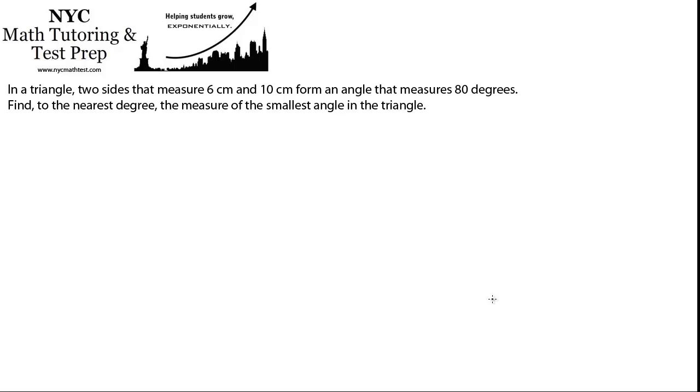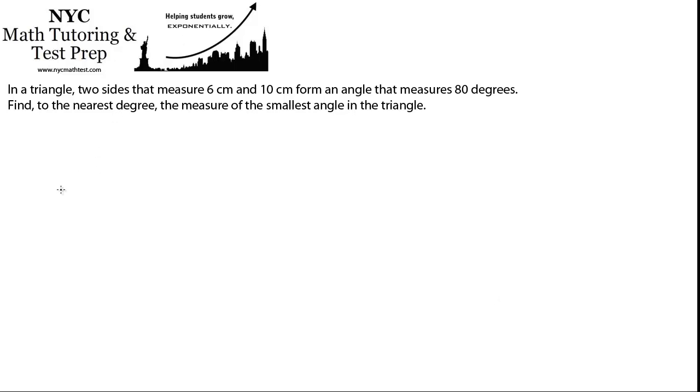In a triangle, two sides that measure 6 centimeters and 10 centimeters form an angle that measures 80 degrees. Find to the nearest degree the measure of the smallest angle in this triangle. So, first thing you want to do with a problem like this is draw a picture.